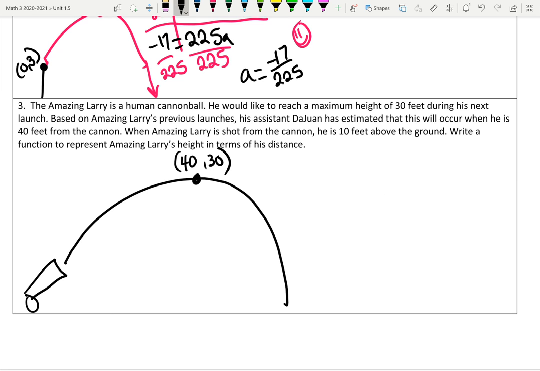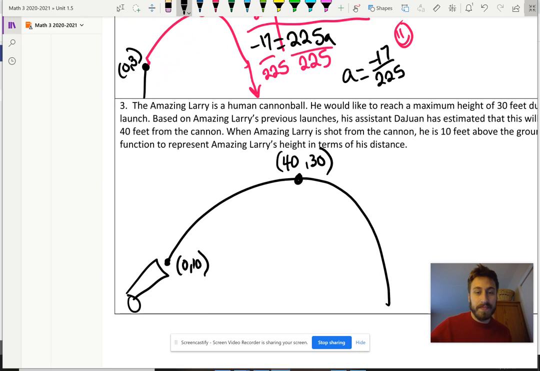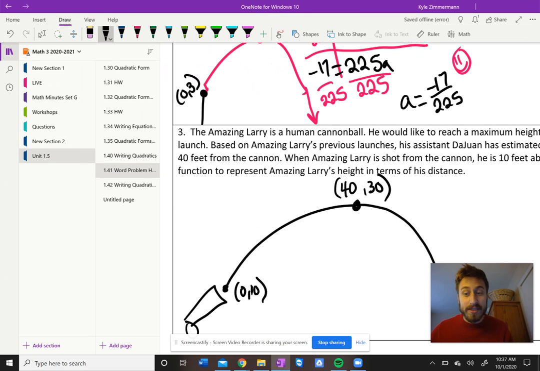40 feet away from the cannon. When he's shot from the cannon, he is 10 feet above the ground. So this initial value is going to be 10 feet above the ground. The starting value is 0, 10 feet up vertically. Now go ahead, find the a value, and go ahead and write out your equation. I hope this helps. Remember, it's not that intimidating. Just remember, what are we studying? Quadratics. So my picture should resemble a quadratic. Hint, hint, nudge, nudge. Have a great day.